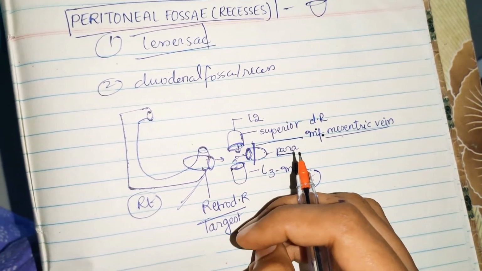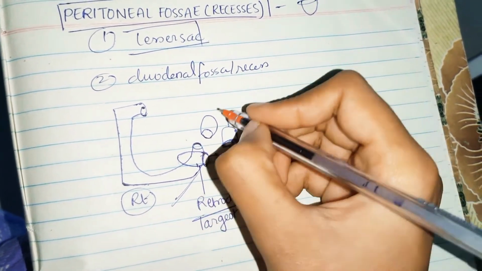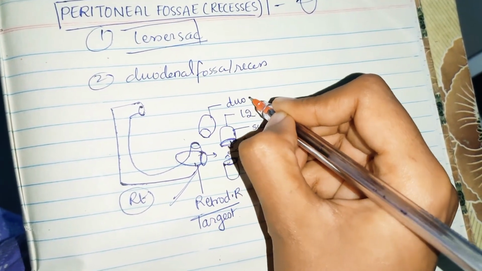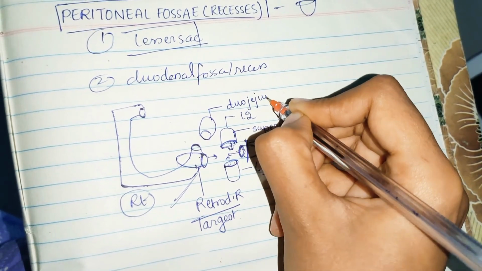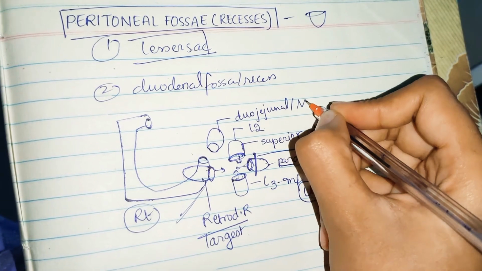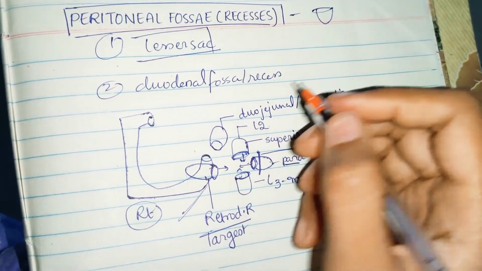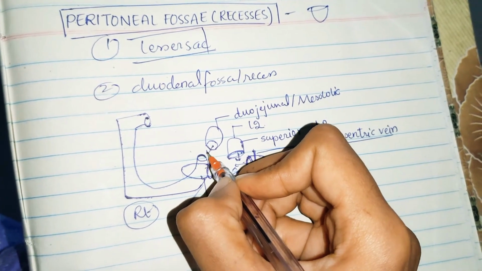Next you have the duodenojejunal recess. This is located here. It is also called the mesocolic recess. If you see its orifice, it is towards downward and towards the right side.